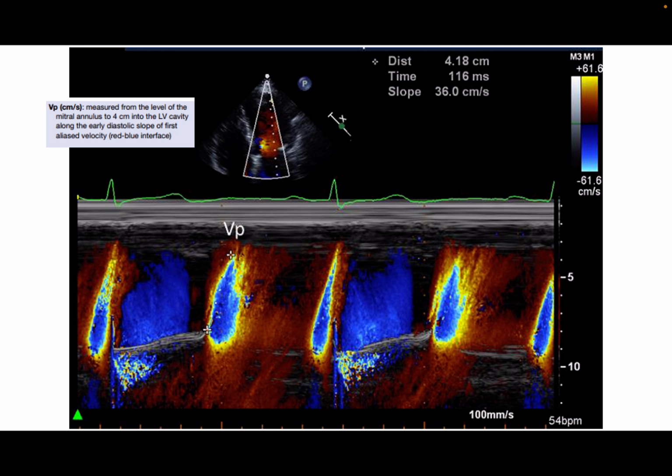Vp is relatively load independent, which is an advantage. However, it's technically demanding, requires careful M-mode placement, and is less widely validated than LARS. In the 2025 algorithm it is a second-tier supplemental parameter, used when more reliable parameters are unavailable or technically inadequate.